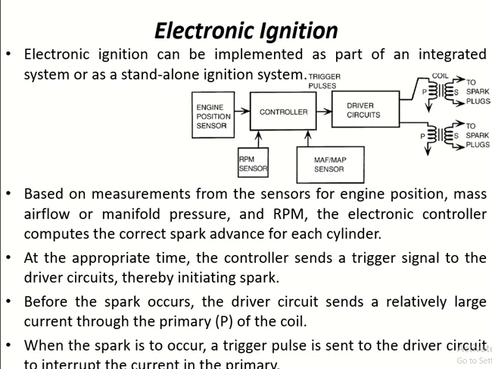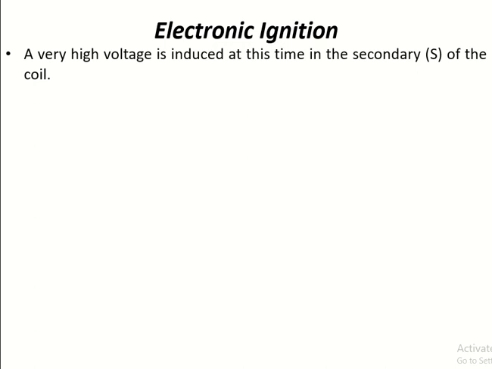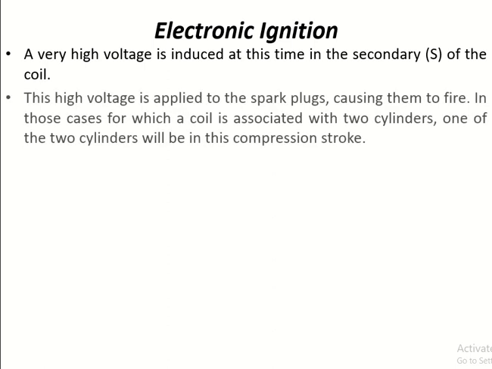When the spark is to occur, a trigger pulse is sent to the driver circuit to interrupt the current in the primary. A very high voltage is induced at this time in the secondary coil. This high voltage is applied to the spark plugs, causing them to fire.